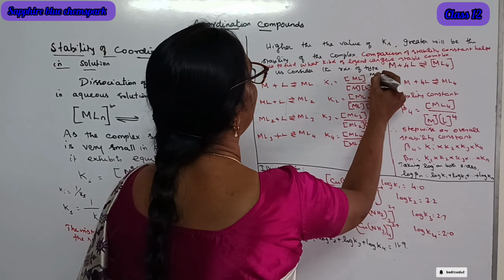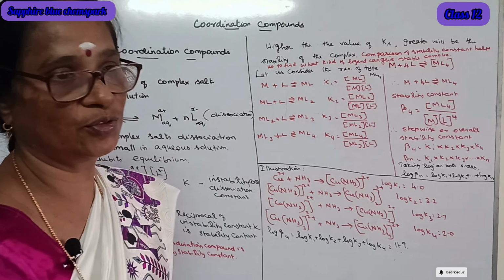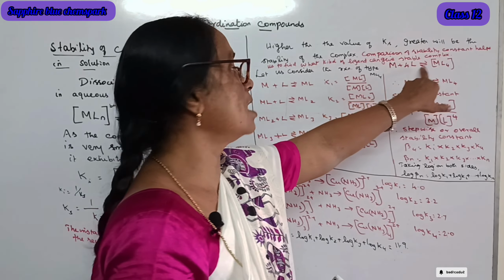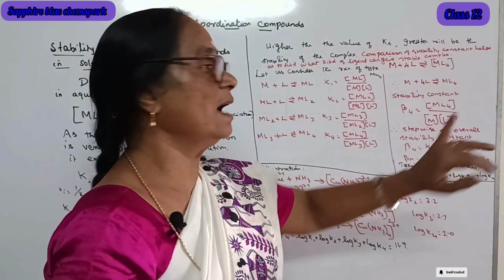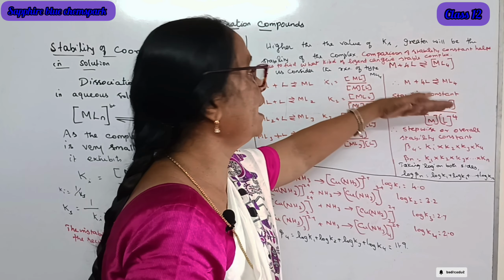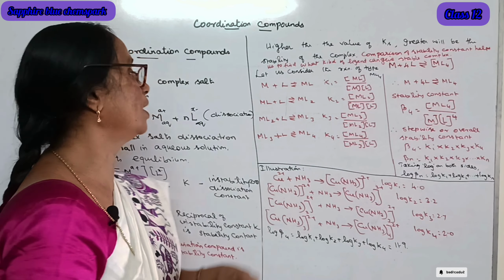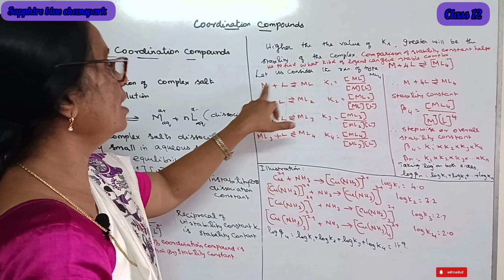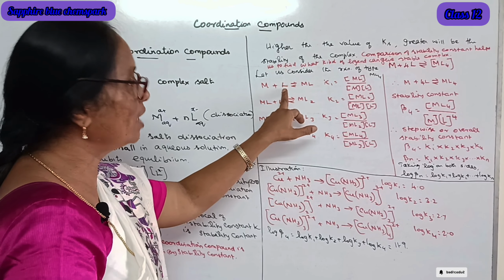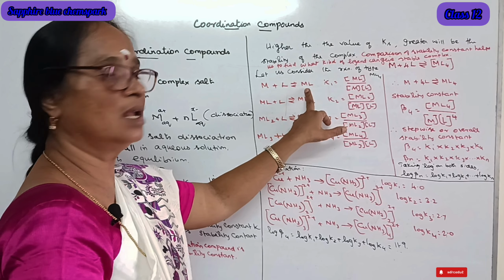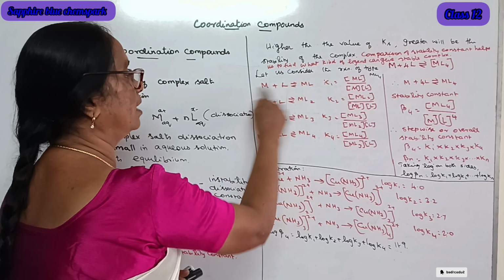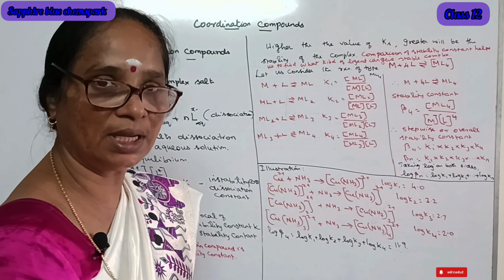In this case, the metal reacts with 4 ligands to form ML4, and this is the overall reaction of complex formation. We can take the stepwise reactions of this. In the first step, the metal reacts with 1 mole of ligand to form ML, for which K1 is equal to the concentration of ML divided by the concentration of M into L.